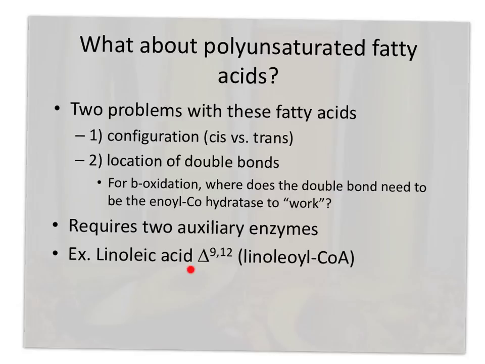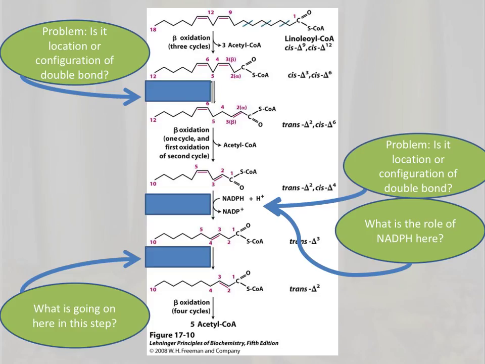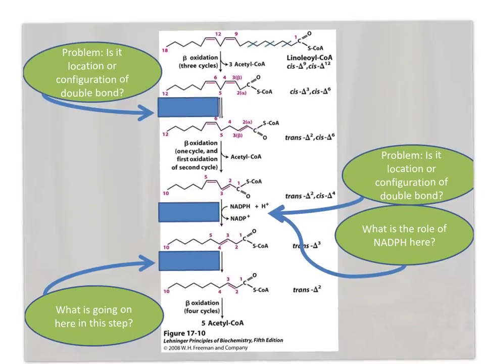which we call linoleic acid, but in reality, remember, it's going to have a CoA on it, so that's why it's called linoleoyl-CoA, and it tells you the double bonds are at positions 9 and 12. That's from last semester, that kind of nomenclature that we've seen in the past. I'm going to spend a little bit of time on this. Let me make it a little lower where we can see what's going on.